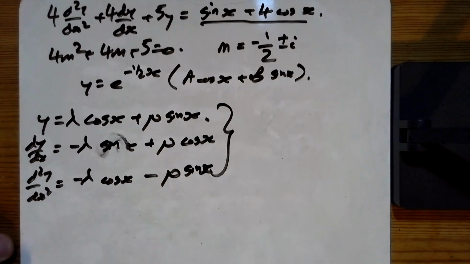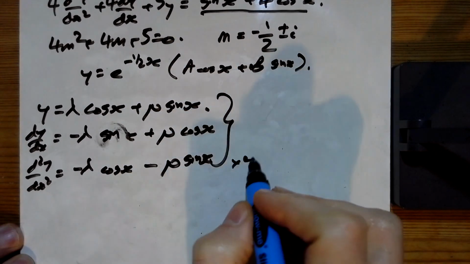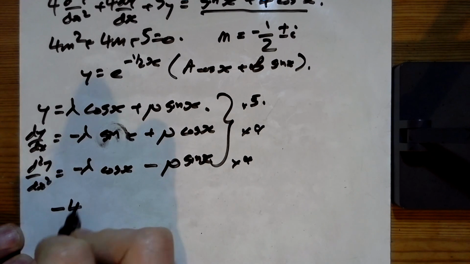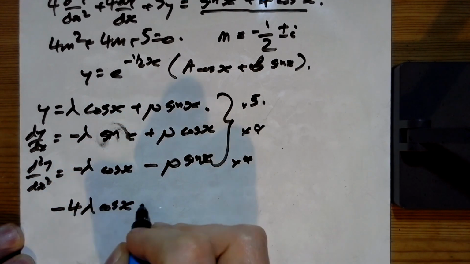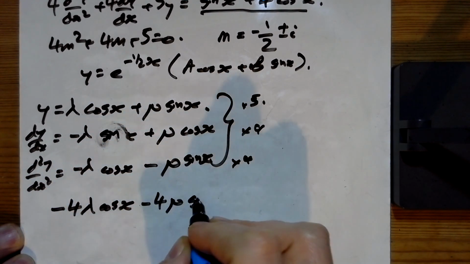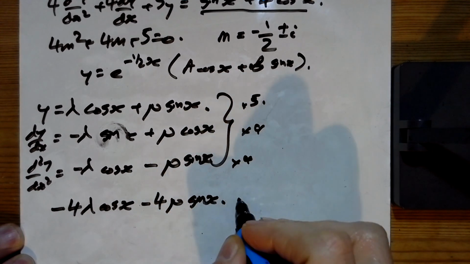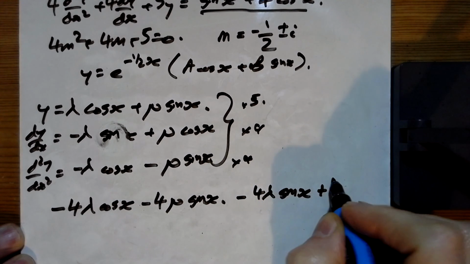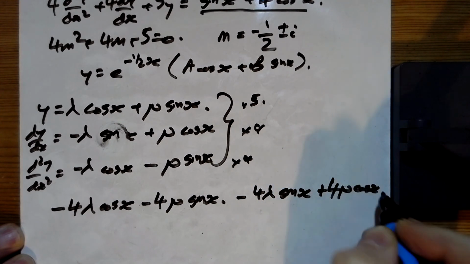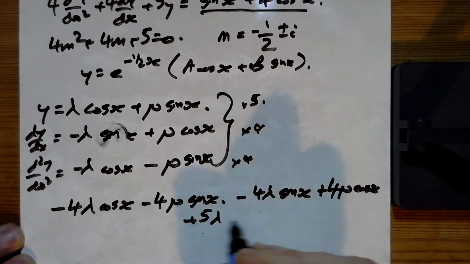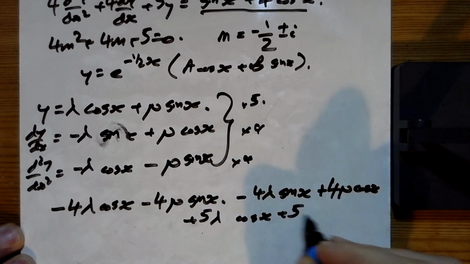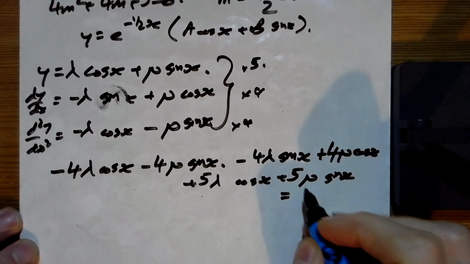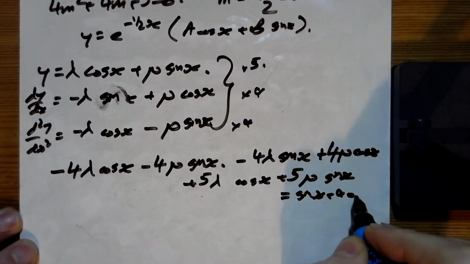Substituting all of those into the original, we've got 4 of those, and 5 of those, haven't we? So we've got minus 4 lambda cos x, minus 4 mu sin x. We've got minus 4 lambda sin x, and plus 4 mu cos x. And finally, we've got 5 lambda cos x and 5 mu sin x. And we want that to equal sin x plus 4 cos x.